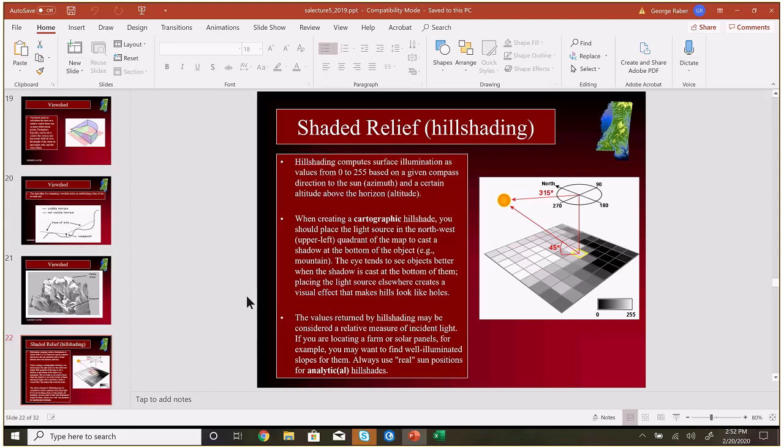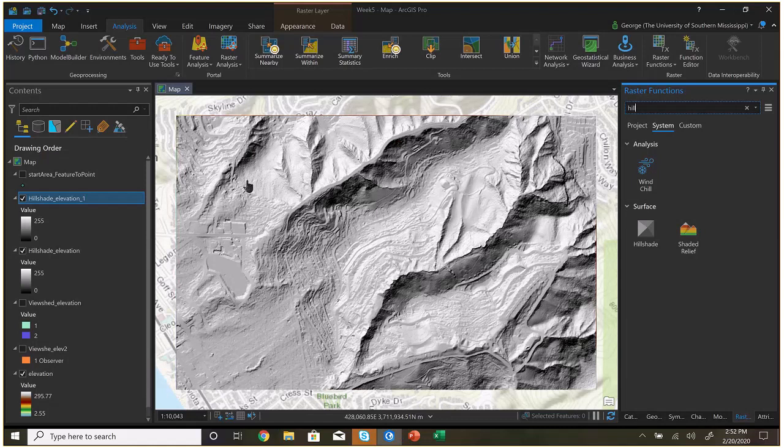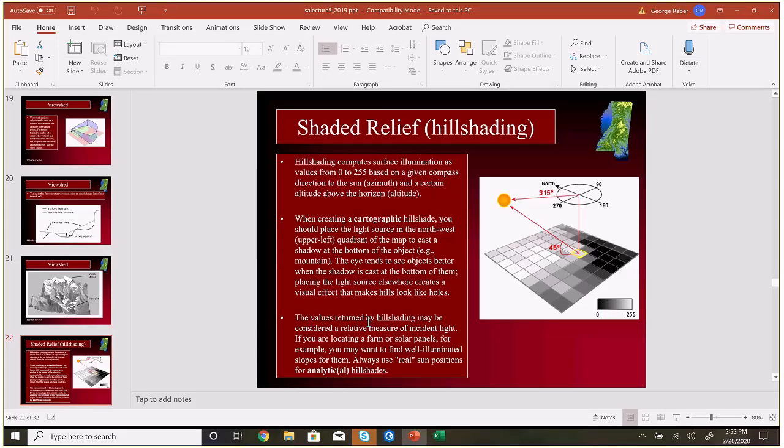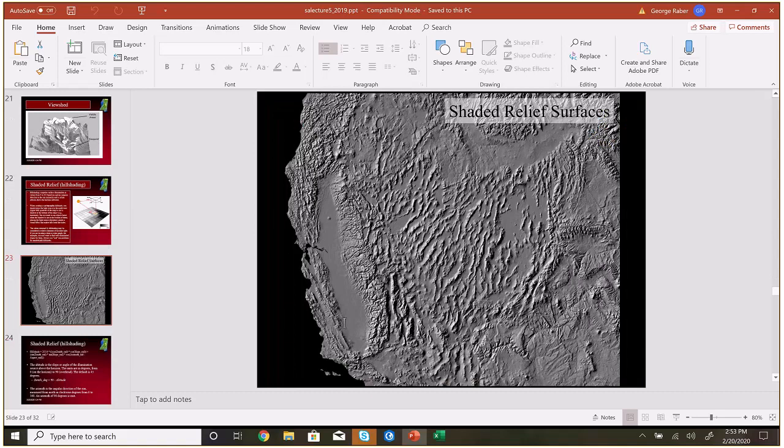So the values returned by the hillshade. If we click on these values, we get a value of 110. The values returned by the hillshade may be considered a relative measure of incident light. So here's an example: if you're locating a farm or solar panels, you may want to find well-illuminated slopes for them. Okay, so always use real positions for analytical hillshades. And that's that.